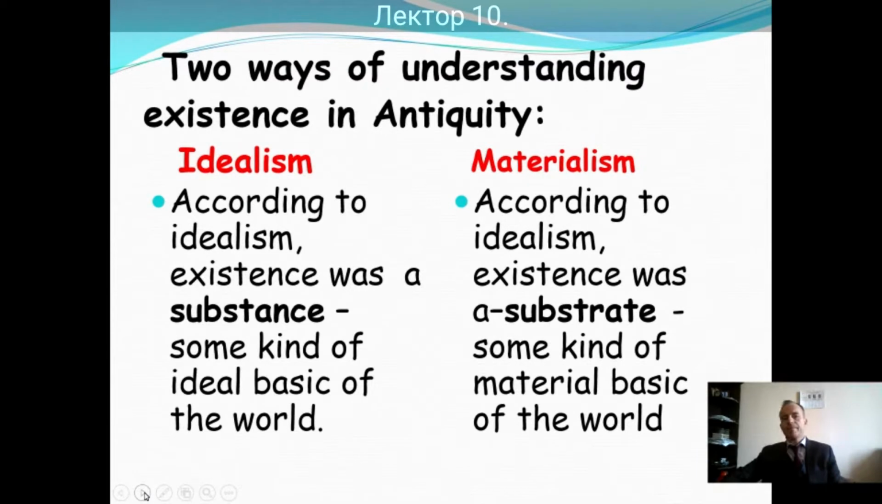So, idealism and materialism are used in ontology too. According to idealism, existence was a substance. What is substance? This is some kind of ideal basis of the world. According to materialism, existence was a substrate.